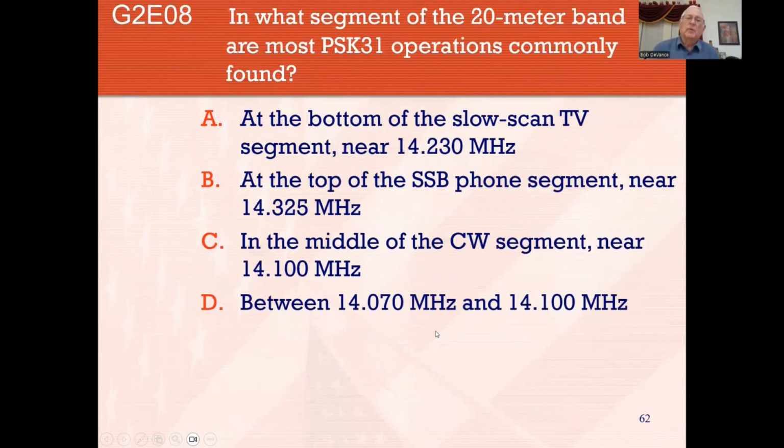What segment of the 20-meter band are most PSK operations generally found? You might remember that frequency: 14.070. Watch out for 14.100, which is tempting, but that's the CW. Okay, it's 14.070 to 14.100.